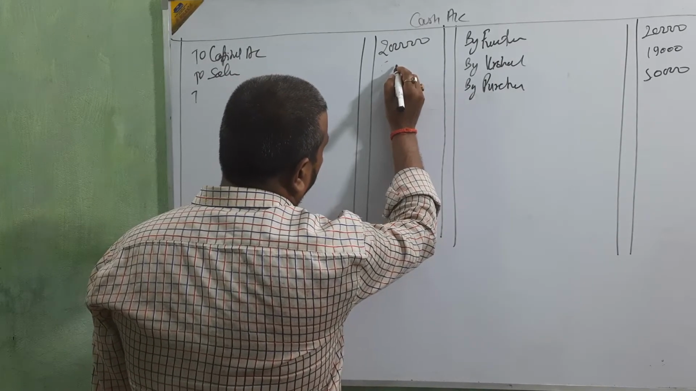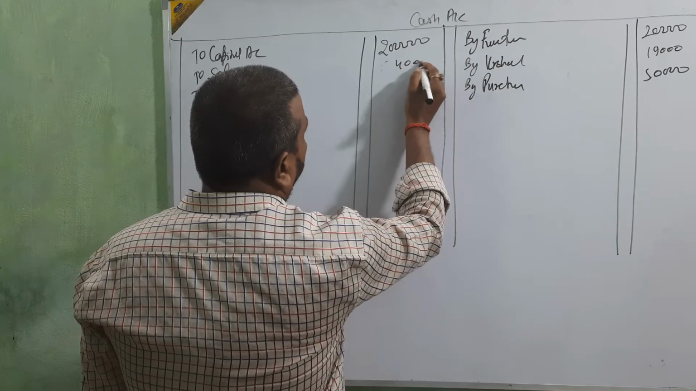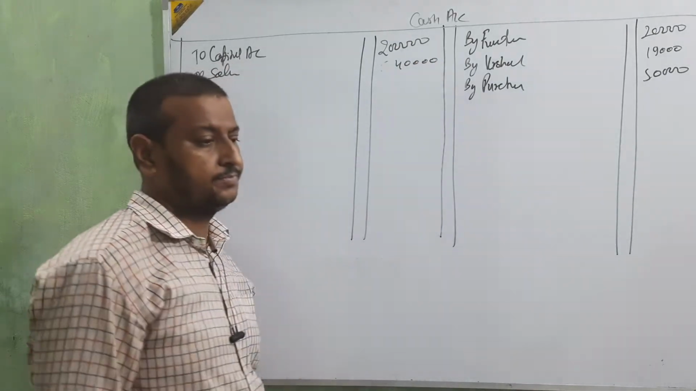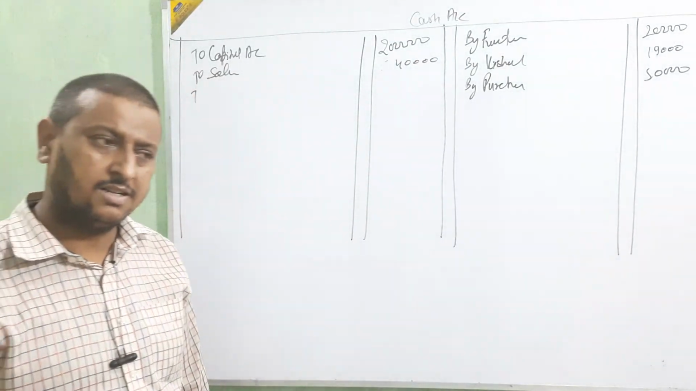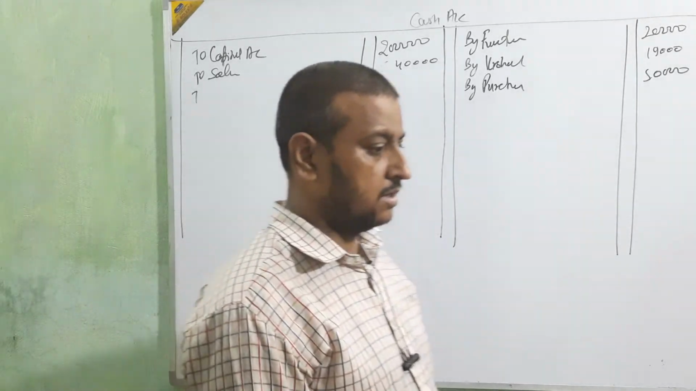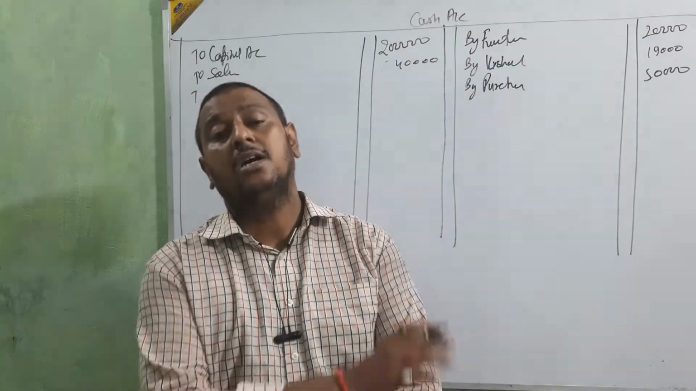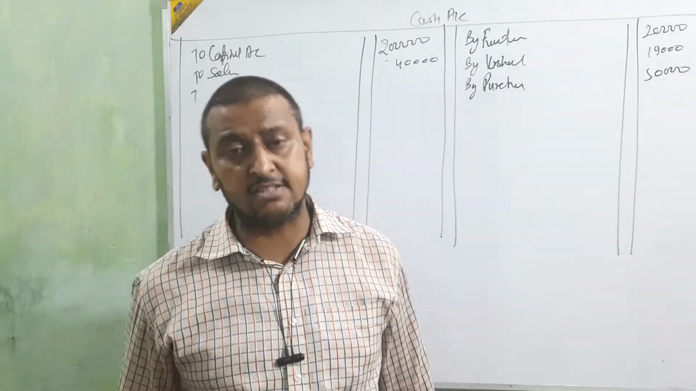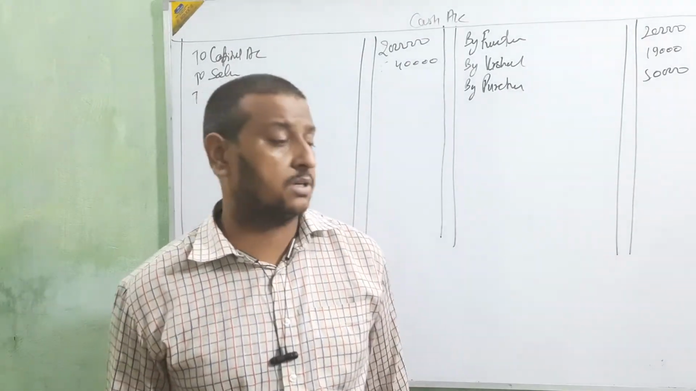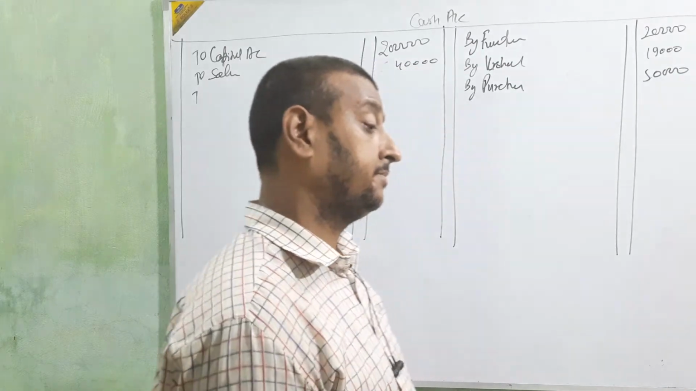Cash account to sales account 40,000. Okay, next. Hero Limited debit to sales account. Again, cash is not coming, so we are not taking this entry in the cash book, cash account. Okay, next.